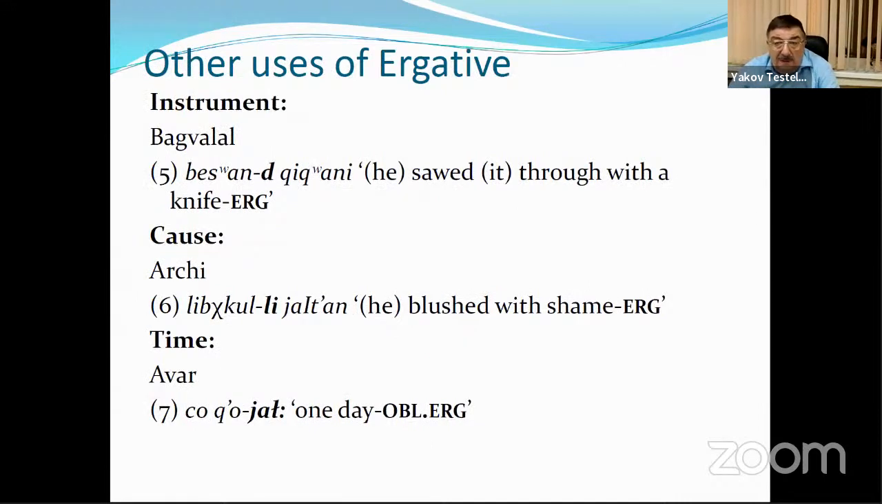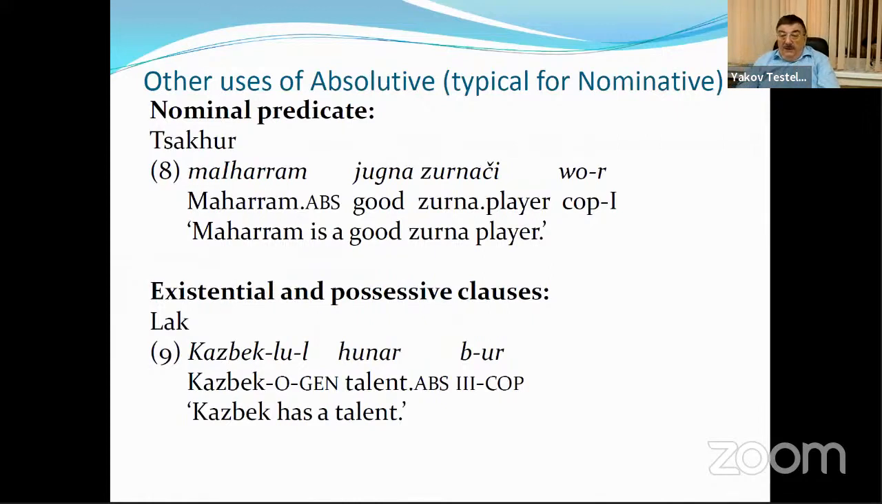Other uses of ergative are very much like uses of case for oblique objects. It's instrument, like in Bagvalal, Beswandi kikwani, he sawed it through with a knife, beswand with a knife, with ergative. It may be cause, like in Archi, lipkuli yatan, he blushed with shame. Shame is an ergative. Or it may be time, like in our example number 7, tsok oyash, one day, at one day. It's the same ergative form. On the other hand, the other uses of the absolutive case are typical for nominative, for languages with nominative versus accusative alignment.